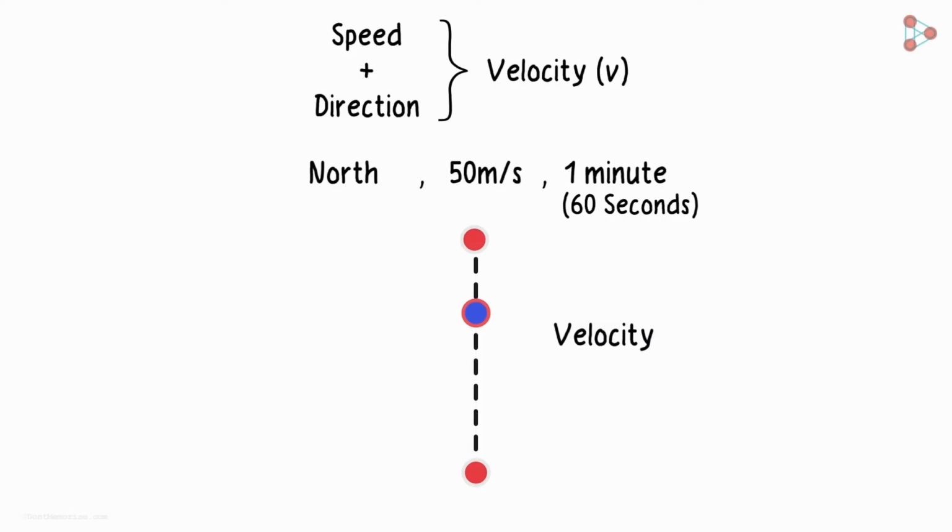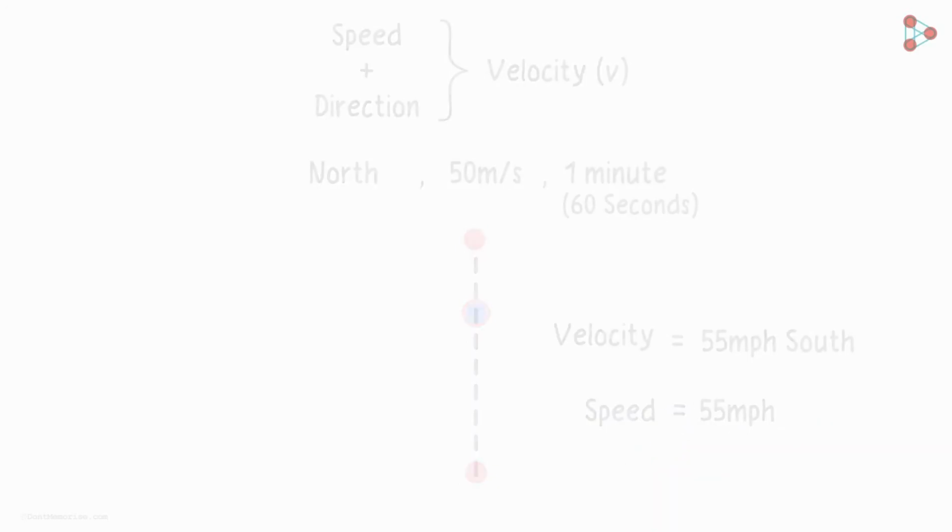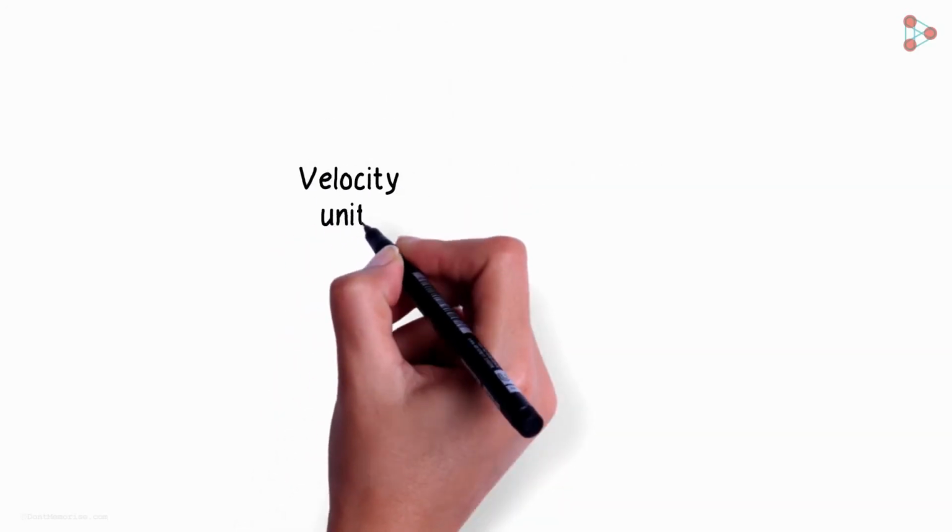Something like the car moved south at 55 miles per hour. If you do not mention the direction and just say the car moved at 55 miles per hour, you're not stating the velocity anymore. What you are stating is the speed. What do you think is the unit of measurement for velocity?